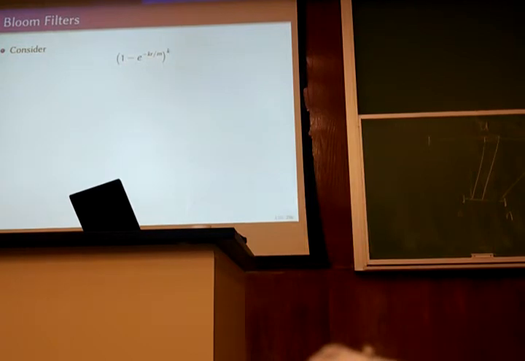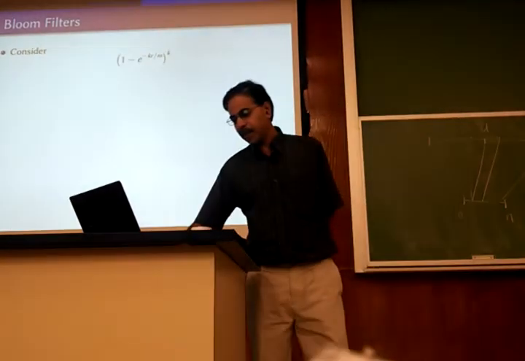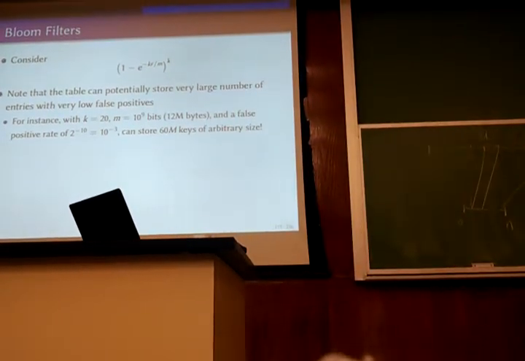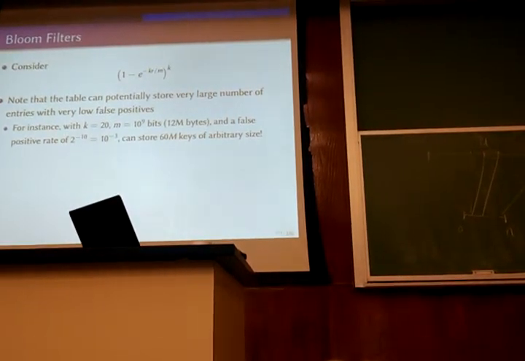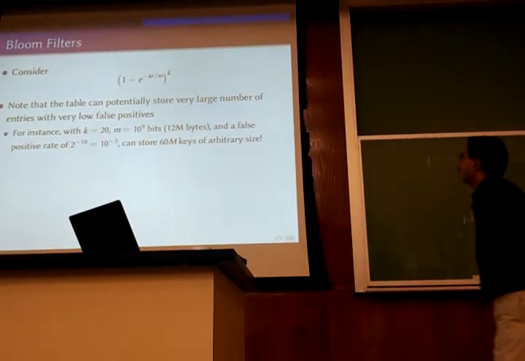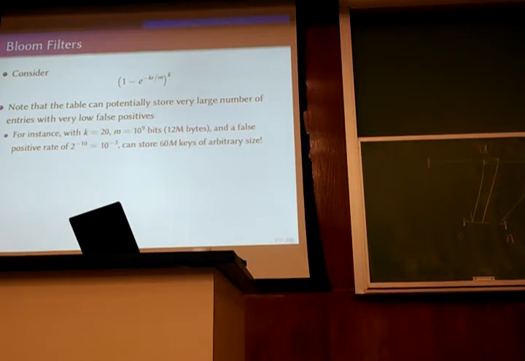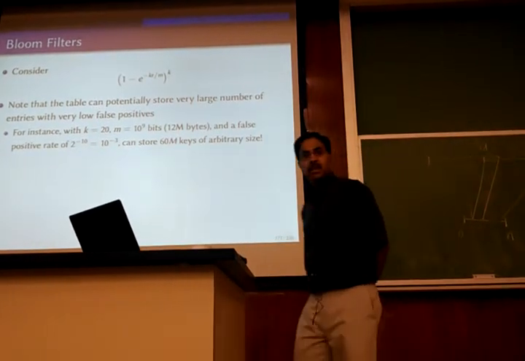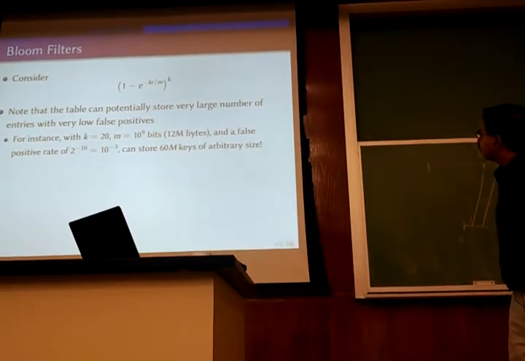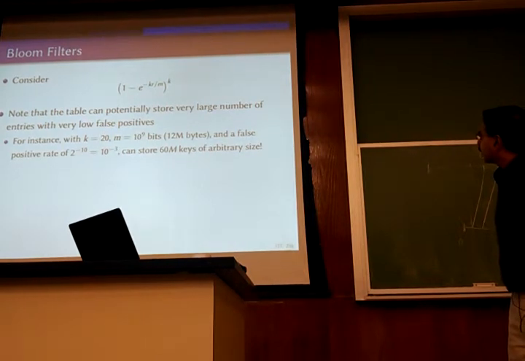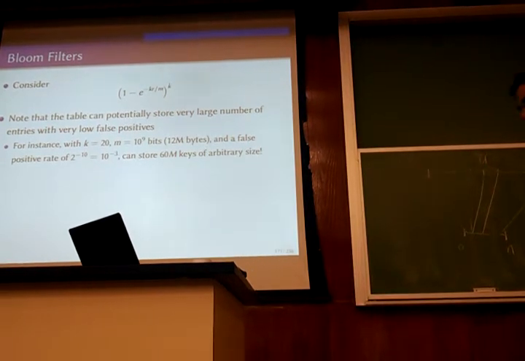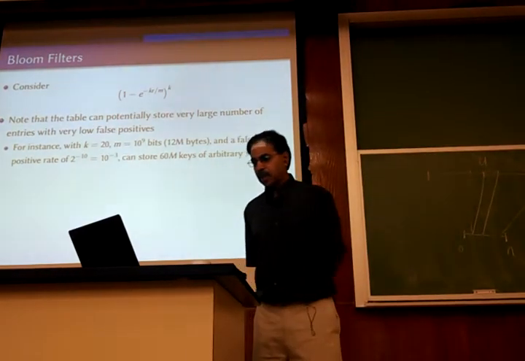Now let's look at that number and see what we can say. It's not very easy to understand right away, so let's just plug in some values and see how it behaves. If you let k be 20 and m be 10 to the power 9 bits, that's a billion bits. A billion bits is, I guess, 120 megabytes, 125 megabytes. That's what it should be. I have a typo there.